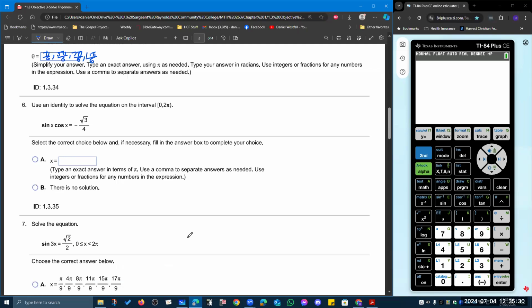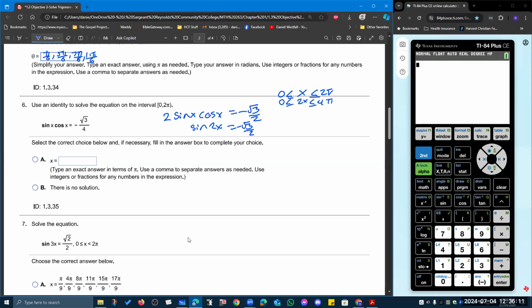Okay, sine times cosine is negative root 3 over 4. I'm going to multiply both sides by 2 and make this a sine of 2x. It's going to be a negative root 3 over 2. If x is between 0 and 2 pi, then 2x is between 0 and 4 pi.